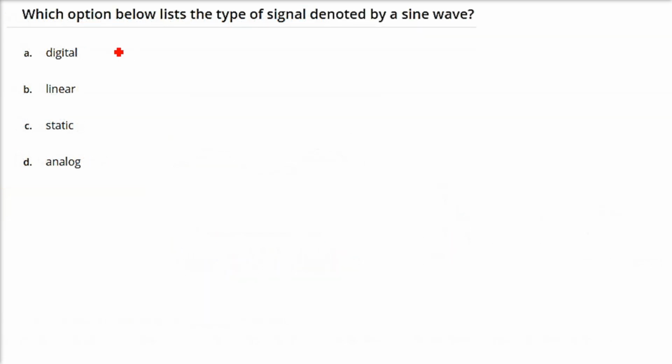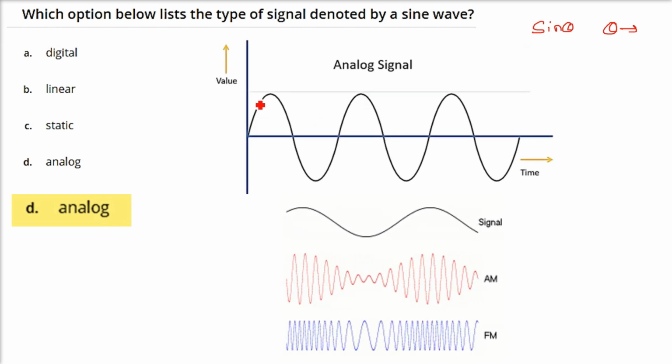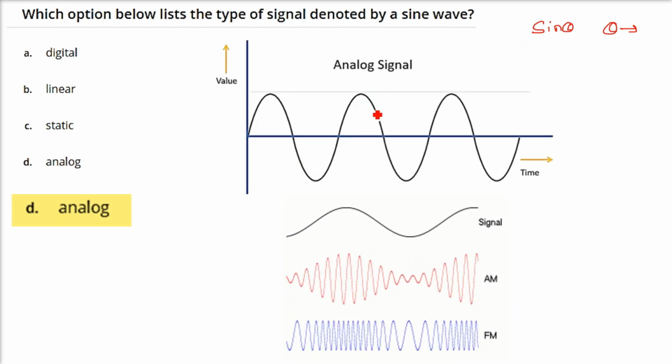Which option below lists the type of signal denoted by a sine wave? Now, the sine wave you might have seen in mathematics. It takes all the values of sine of the angle from 0 to 360 degrees and beyond, so that you get a value between -1 and 1. So the amplitude is 1 and -1 here.